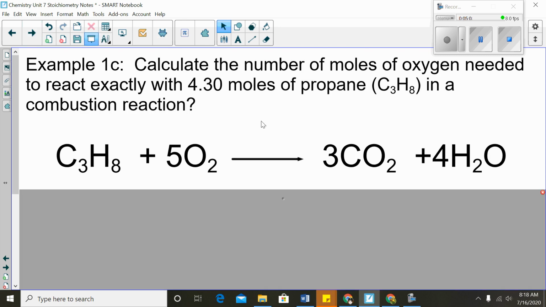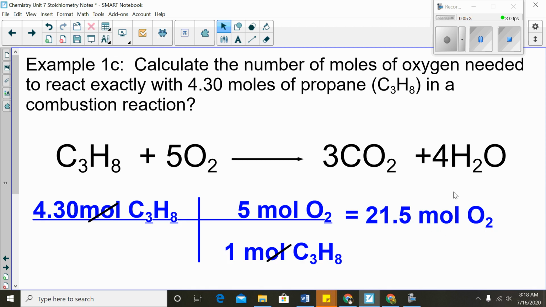And one more. Example 1c, calculate the number of moles of oxygen needed to react exactly with 4.3 moles of propane in a combustion reaction. So here we have propane, there's 1 mole of it, plus 5 moles of oxygen yields 3 moles of carbon dioxide and 4 moles of water. But in the problem, we don't have 1 mole of propane, you have 4.3 moles of propane. So now the question is, if you have 4.3 moles of propane, how much oxygen do you now need for this combustion reaction? So the setup is the same.